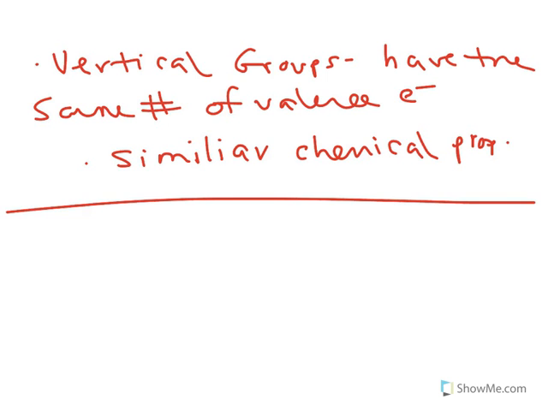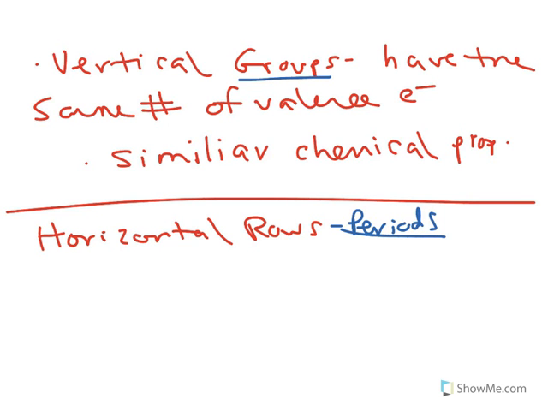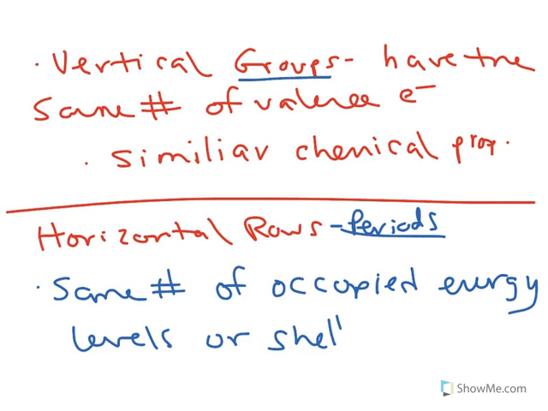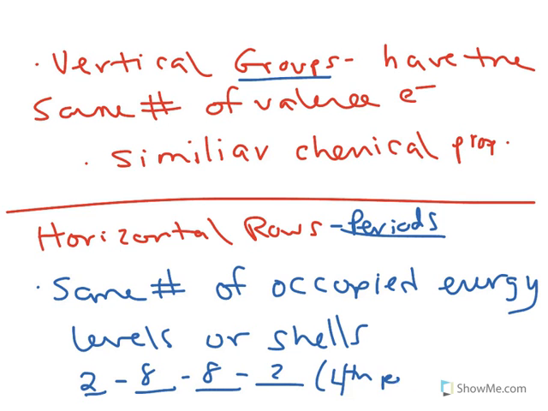The horizontal rows we call periods. The elements of the same period have the same number of occupied energy levels, or shells, as they're sometimes called. So all the elements in period 4 have 4 shells, or 4 numbers in their electron configuration. So for example, if I had 2, 8, 8, 2, I have 4 numbers. This element is in the 4th period. If I had an electron configuration such as 2, 8, 1, there are 3 shells occupied, so this would be an element in period 3.